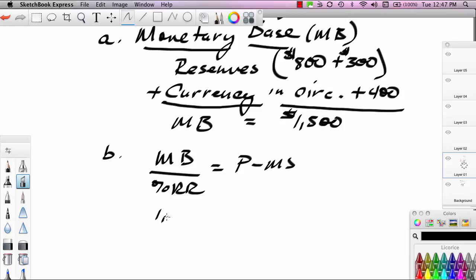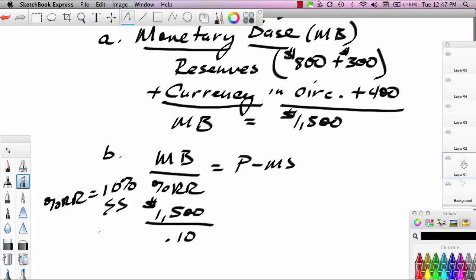So if you take the 1,500, divide it by the 0.10. Remember we said the percentage reserve ratio is 10%. 10% is 0.10. Okay, so 1,500 divided by 0.10 is 15,000. So the potential money supply is 15,000. That's the size of the outside circle.